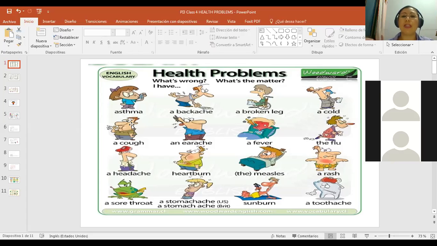And then we have other affections like asthma, a cough, a headache, a sore throat, a backache, an earache, a heartburn, a stomachache. También in the US you say stomachache. But in British English, in the United Kingdom, you say a stomach ache, but it goes separated, right? It's in the writing that you have the difference. A broken leg, a fever, the muscles, sunburn, a cold, the flu, a rash, a toothache.